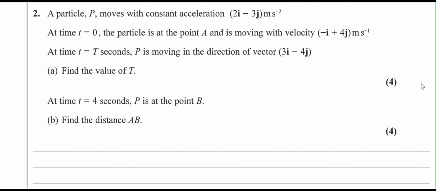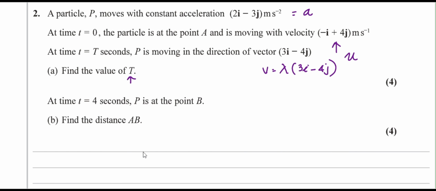So to understand this question, let us take this as the initial velocity u and this as acceleration, and time is capital T here, and this must be the final velocity, but it is not actually the final velocity. It is in the direction of vector 3i minus 4j, meaning the final velocity is parallel to this vector. Therefore, we can say the final velocity v should be equal to some constant lambda times 3i minus 4j.